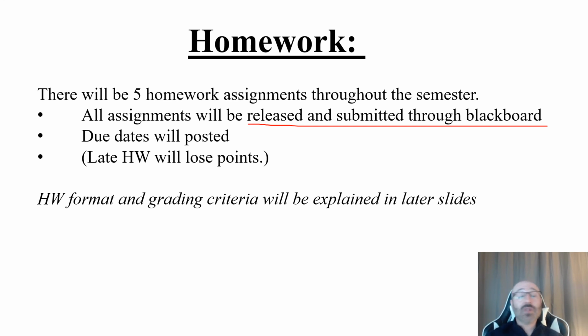So it's all there, and you can even reference back again to the course schedule for the tentative dates as well. So with all that I'm giving you, late homework assignments will lose points. So please make sure to stay on top. Time management is very, very important when we're talking about remote learning.